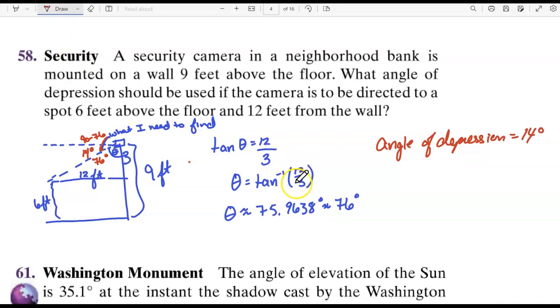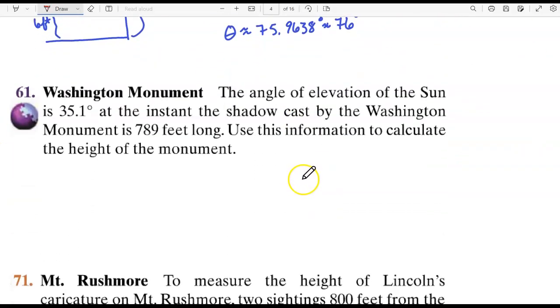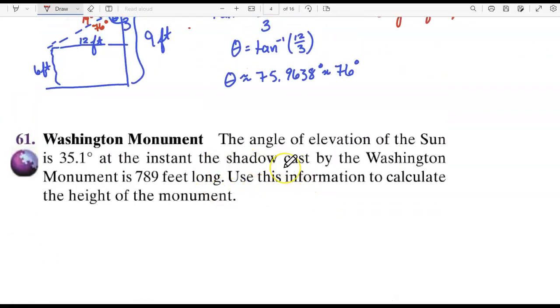Okay, let's do one more problem. Let's look at an angle of elevation. So we have the Washington Monument. The angle of elevation of the sun is 35.1 degrees at the instant that the shadow cast by the Washington Monument is 789 feet long. Use this information to calculate the height of the monument.